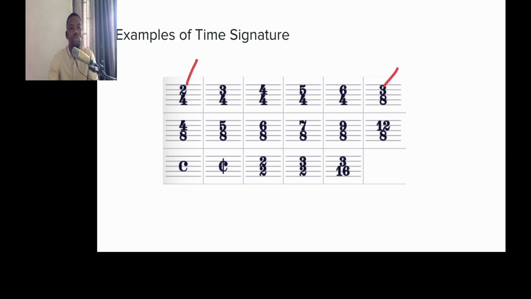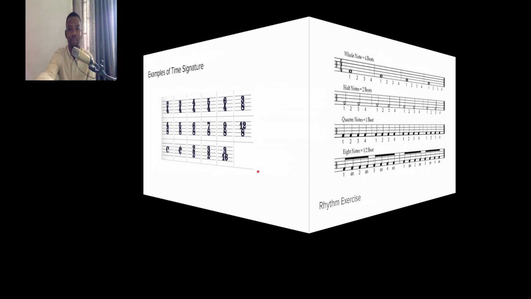This one tells us you will find 2 quarter notes in every bar, or its equivalent. This tells you we'll find 3 quarter notes in every bar, or its equivalent. 4 quarter notes in every bar, or its equivalent. So this right here is called common time, and this is the most common time signature you find in music. I think composers now, instead of writing 4/4 always, just denote it with a C, meaning common time. And I think this represents half of common time, which is 2/4. So let's continue, let's go on.